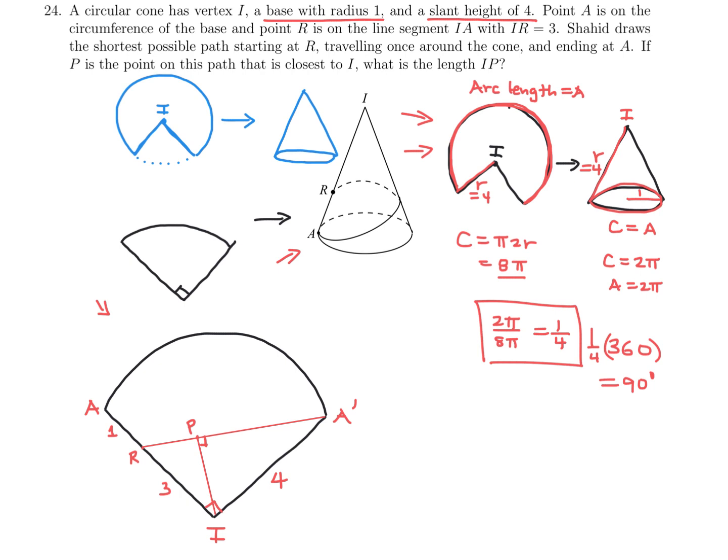Okay, the first thing is using Pythagoras, RA prime will be 5, and most of you can figure that out pretty easily. 3 squared plus 4 squared, take the square root. And then, if you look at that triangle IRA prime, you can figure out the area: 1/2 base times height. You can use 3 as the base, 4 as the height. And when you do that, you get 6.